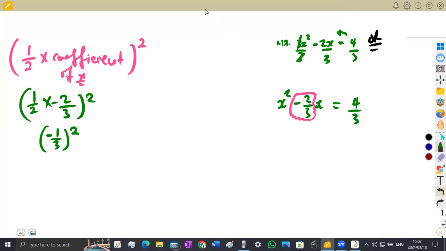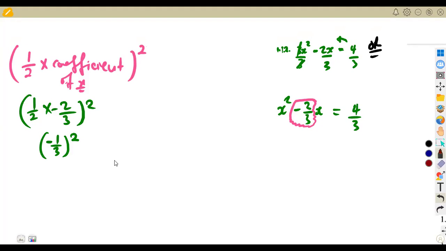But what I want you to do is just leave it like that. This is the square that you have obtained from this. So what you do is that you add this to both sides of the equation. You are going to add that square. Okay, so you are going to see the advantage of leaving it like that. We are going to add this to both sides.